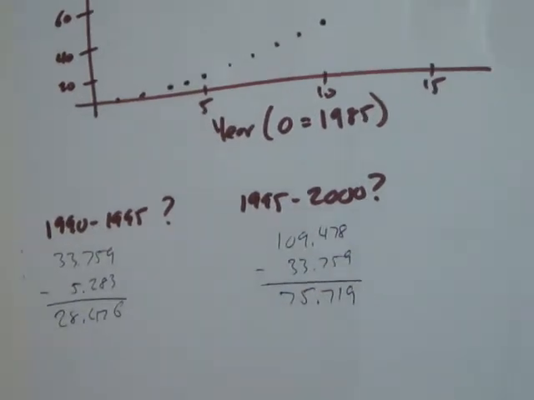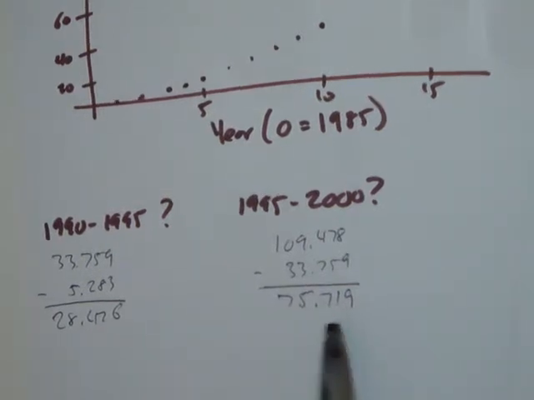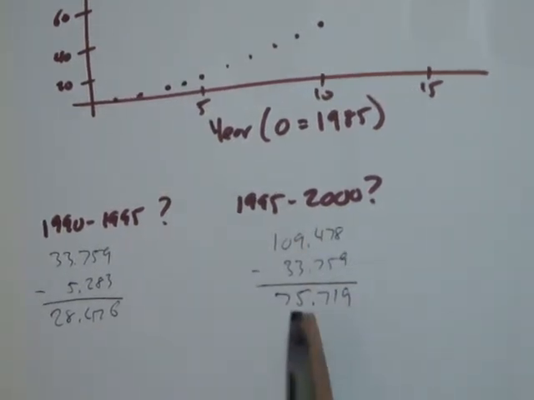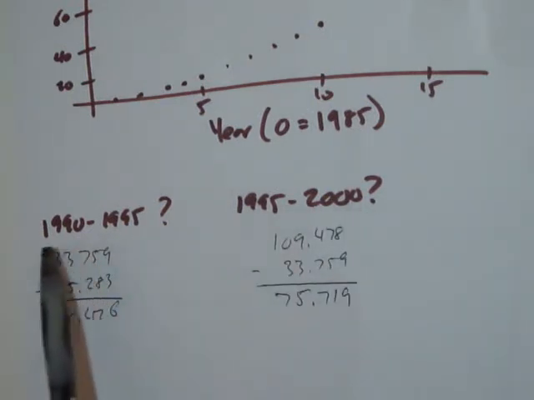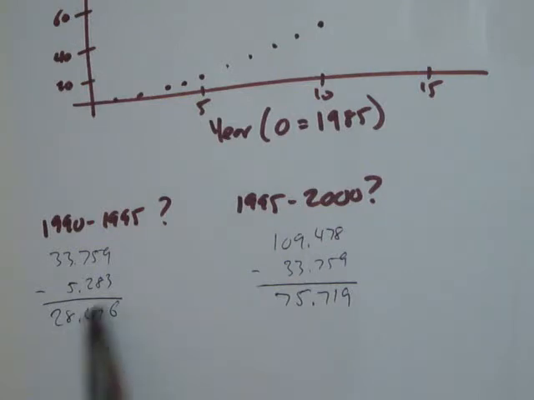So the question is, was this constant? And no, it was not constant. There is not a constant increase. Here it's increasing a lot slower than it was here. It increased a lot faster here. In just 5 years it went up 75 million people. Here in 5 years it only went up 28 million people. So it's going a lot faster as the years increase.